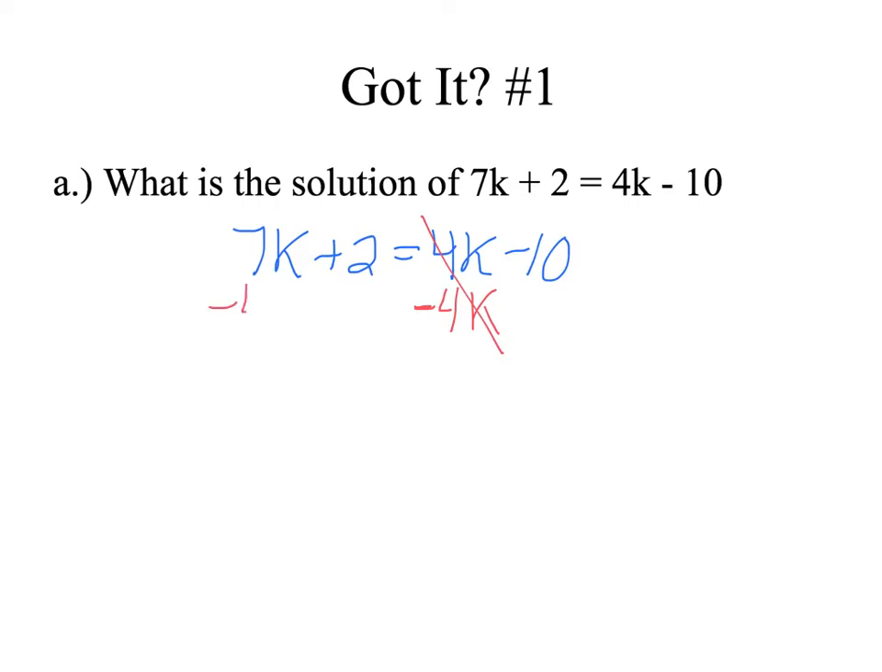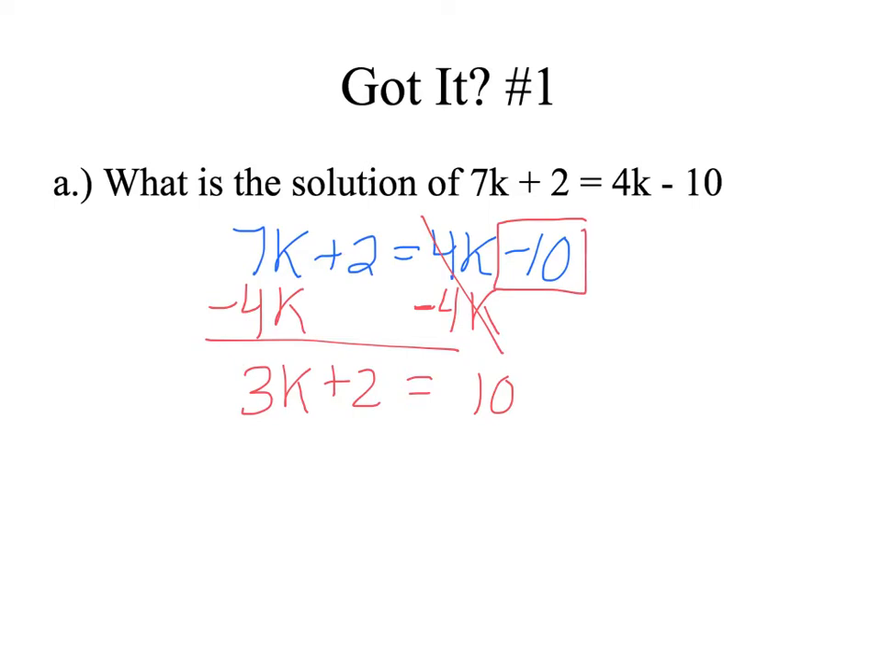I also have to subtract 4k from this side. Okay, 7k minus 4k is 3k, and I just dropped down the plus 2. Now, one thing that a lot of people do is they'll just write 10. But make sure you keep the sign that goes in front of the number. So since that was a subtract 10, now you want to write down minus 10. It's still a negative 10. You want to make sure you don't lose track of the negatives.